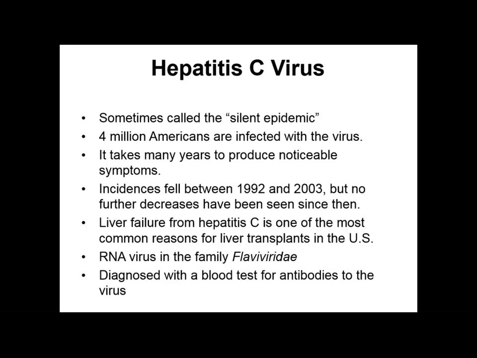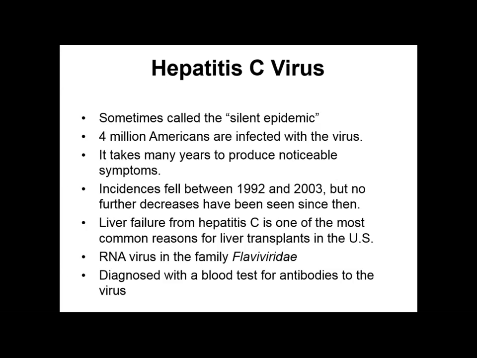And then we also have hepatitis C. We're just continuing with the alphabet. So we've talked about Hep A, Hep E, Hep B, Hep D. Now let's talk about Hep C. Hepatitis C is sometimes referred to as the silent epidemic. There's approximately 4 million Americans that are currently infected with this virus, and it takes years to produce notable symptoms in individuals.